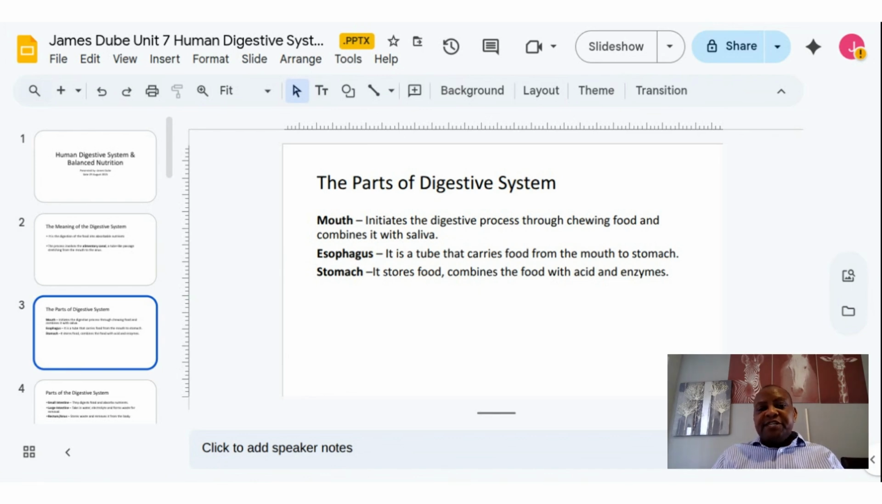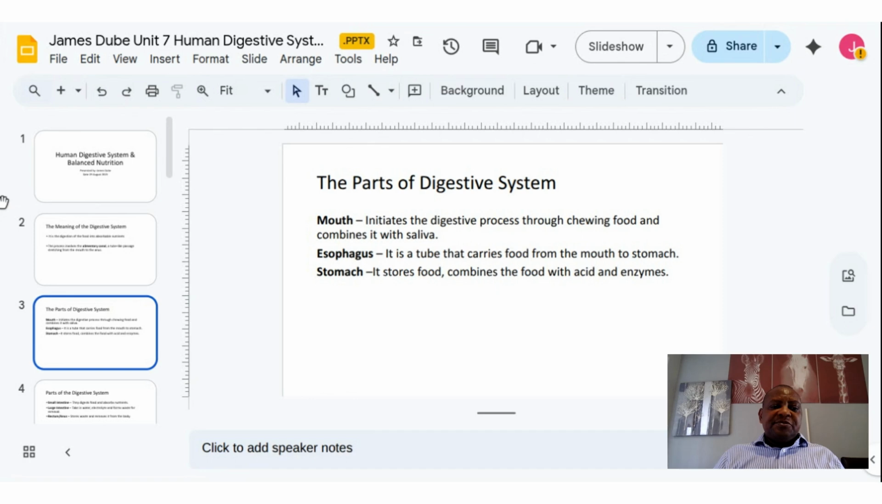which is our third part. The stomach's main role is to store the food and to combine it with enzymes and acids. That's where all these things meet up, and there's the chemical breakdown of this food by the enzymes and the acids, into the bloodstream.